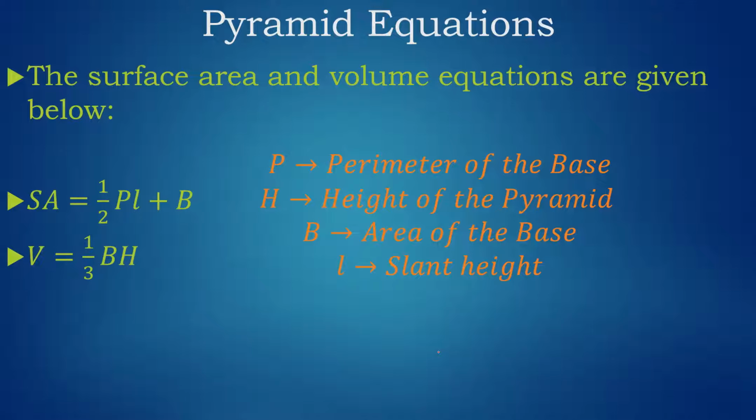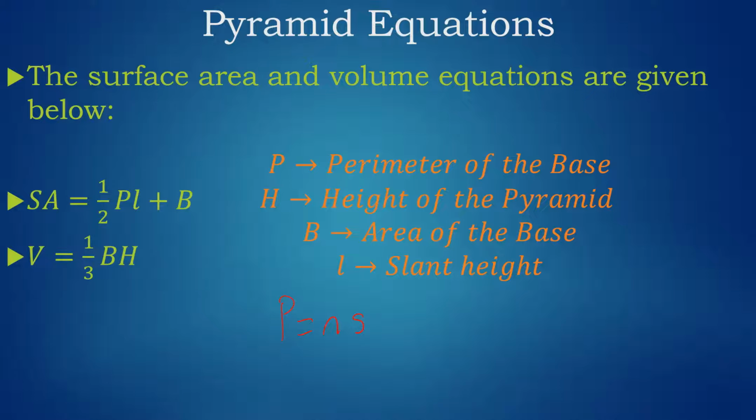So the two equations you want to work with are surface area equals 1/2 PL plus B, and volume is 1/3 BH, where P is again the perimeter of the base. So if it's a regular polygon, we simply find P by doing P equals number of sides times our side length. Big H is the height of the pyramid, that will be given to us in the problem, or L, the slant height, will be given to us in the problem. And finally, big B, that's the area of the base.